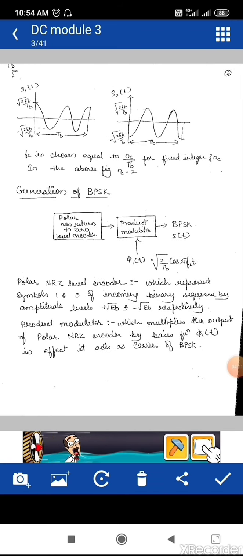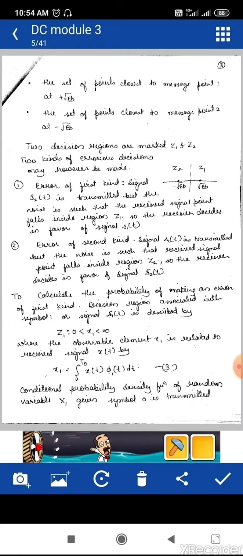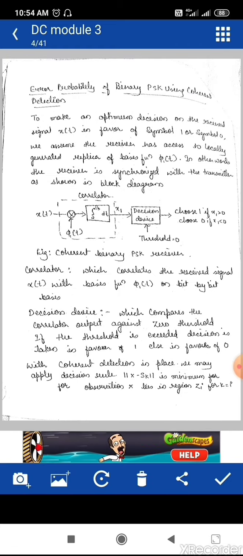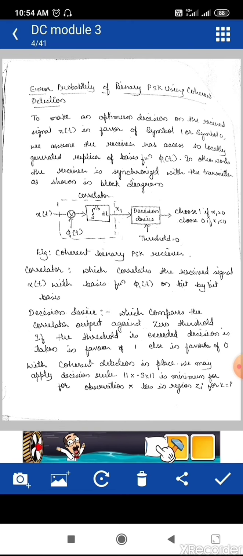Next is how to find out the error probability of binary phase shift keying using the coherent detection.